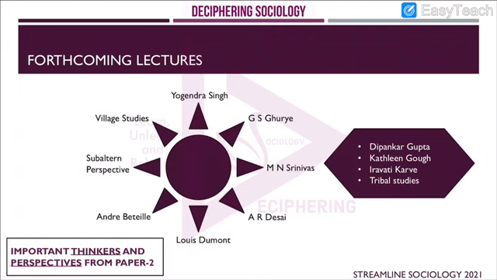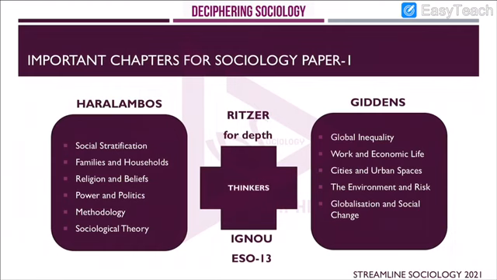In the forthcoming lectures, we are planning to cover the following thinkers. The first one will be Yogendra Singh, then G.S. Ghurye, M.N. Srinivas, A.R. Desai, Louis Dumont, Andre Beteille, Subaltern Perspective, Village Studies, and then finally Dipankar Gupta, Kathleen Gough, Iravati Karve, and Tribal Studies. These are all from paper 2.